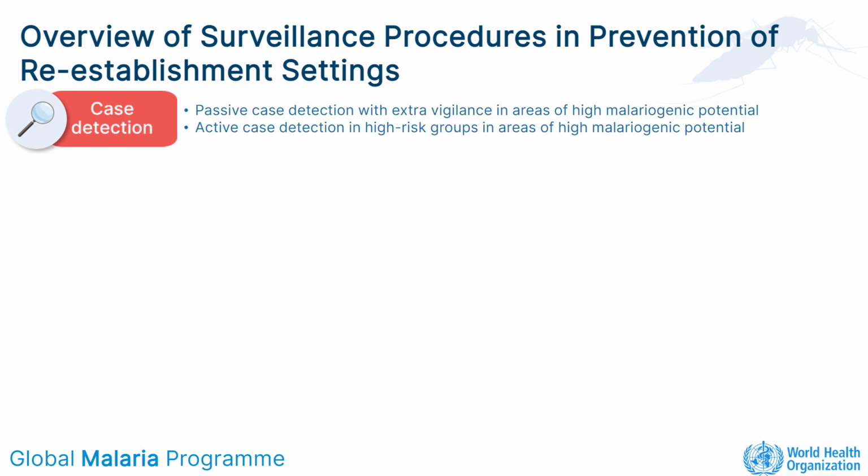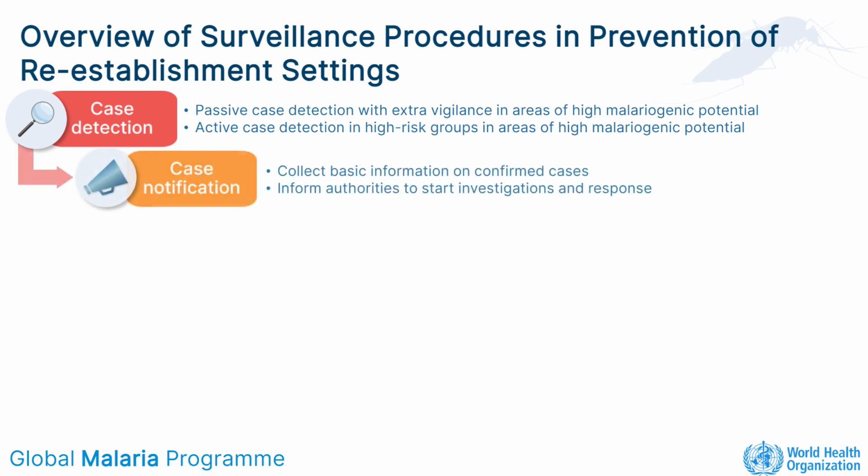The country may need to ensure that there is routine testing for malaria among travelers or migrants with fever. As we noted earlier, there might also need to be active case detection among groups at elevated risk of infection in areas with high malariogenic potential to improve the early detection of cases if there is a lack of access to malaria diagnosis and treatment in health facilities.